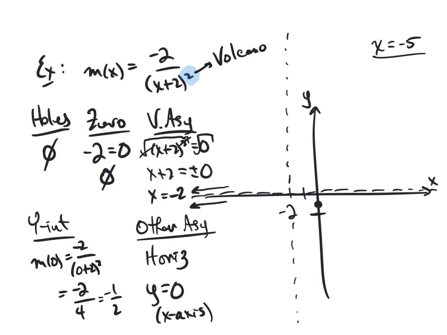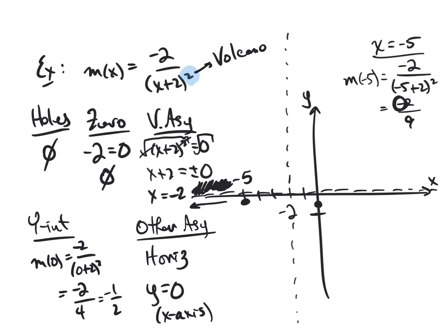So if I choose negative 5 as an example, the function evaluated at negative 5 would be negative 2 over negative 5 plus 2 squared. Negative 5 plus 2 is negative 3, and negative 3 squared is 9. And the important part is that that number is negative. So when we go 5 to the left, we have to be below the x-axis. So we can't be above, we have to be below the x-axis, the horizontal asymptote.